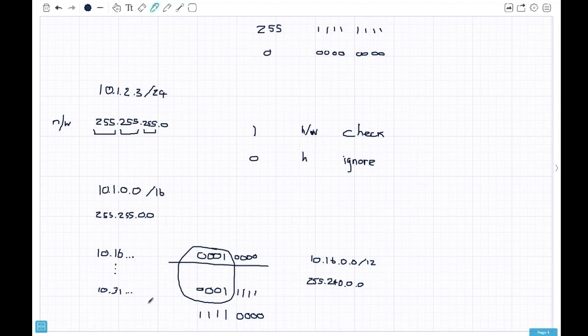Now that's how networking works. Access control lists do the opposite. If you want to check a bit in an ACL, you put a 0 in that space. If you want to ignore that bit position, you put a 1 in that space. So under networking, 1 is check, 0 is ignore. 1 is the network, 0 is the host. Under access control lists, 0, we check the bit. 1, we ignore the bit. It's the opposite way around.